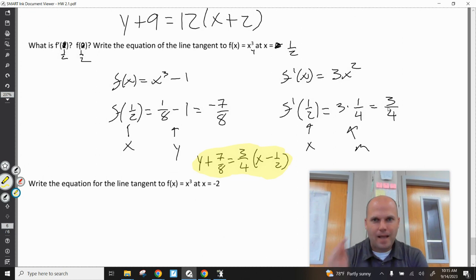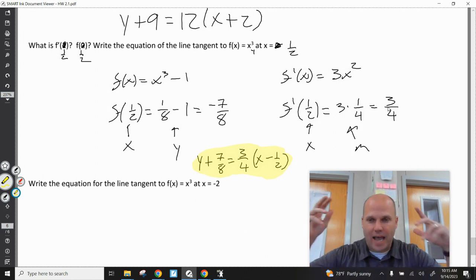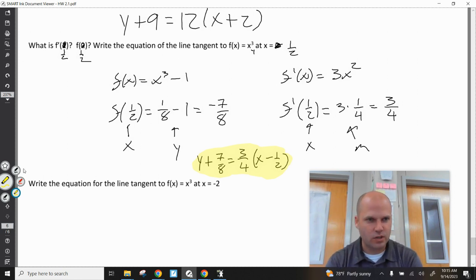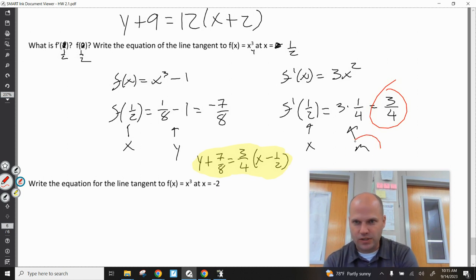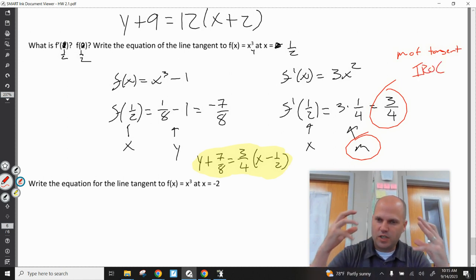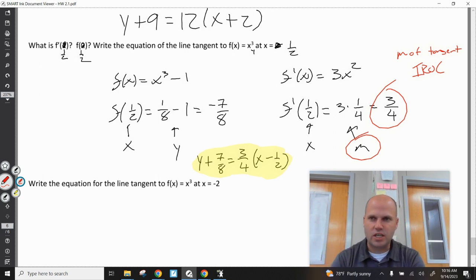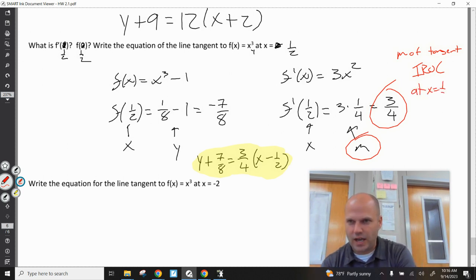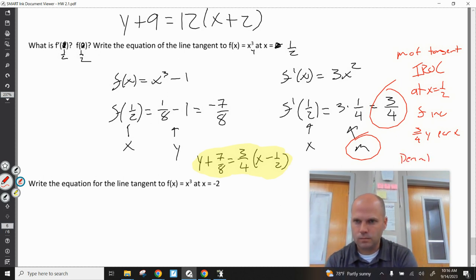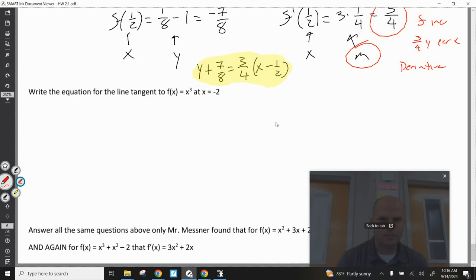What does this mean? At x equals 1/2, or at the point 1/2 comma negative 7/8, f of x is increasing 3/4 of a y per x. This value is an m. It's the m of a tangent, which tells you exactly how the function is changing. If it's positive, it's increasing. If it's negative, it's decreasing. At x equals 1/2, f is increasing 3/4 of a y per x. That's the derivative. Okay.